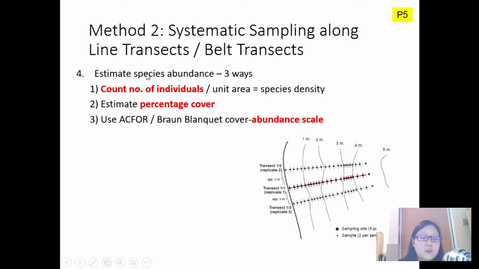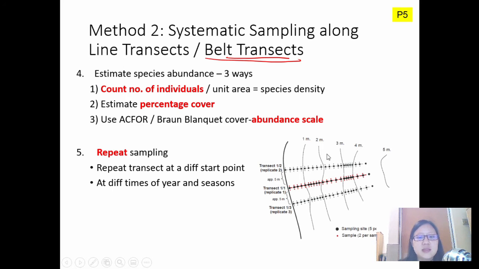Then you use these ways to estimate species abundance. Obviously, this only applies for belt transects, okay? Because in the quadrat, this is how you do it. You could either find species density, count the number of individuals or frequency of individuals, estimate percentage cover, or you can use some sort of abundance scale.